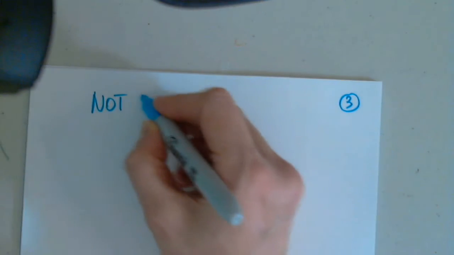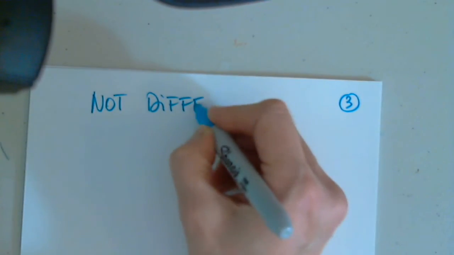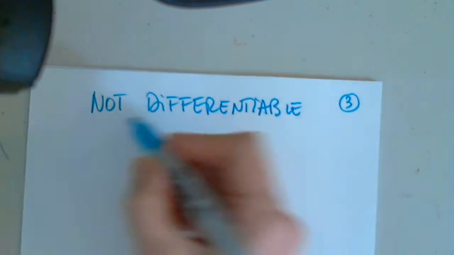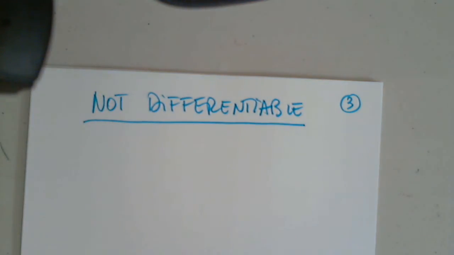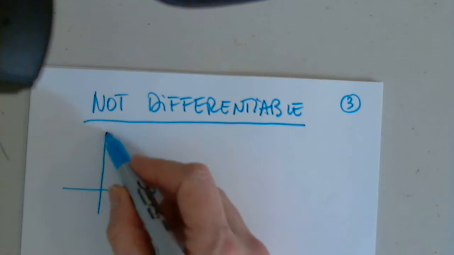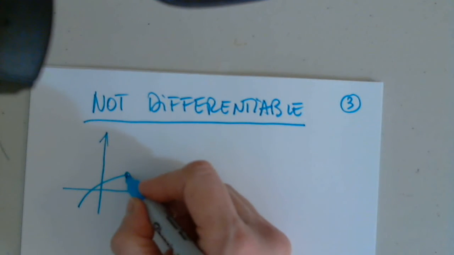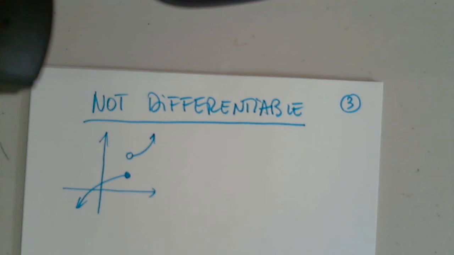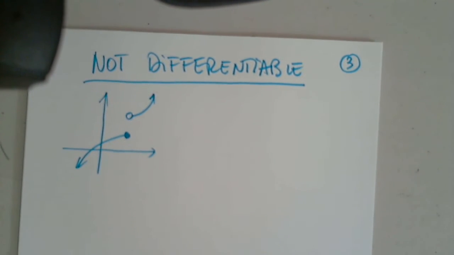I'm on page 3. Not differentiable. Not differentiable. Here's an obvious one. If a function is not continuous, the function cannot be differentiable.